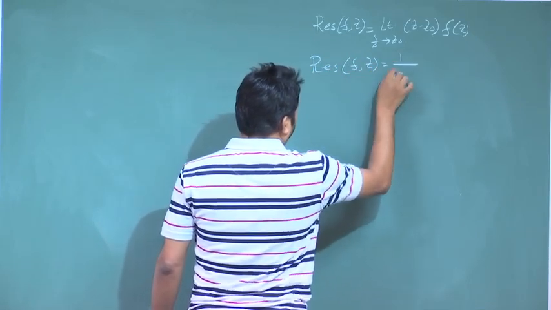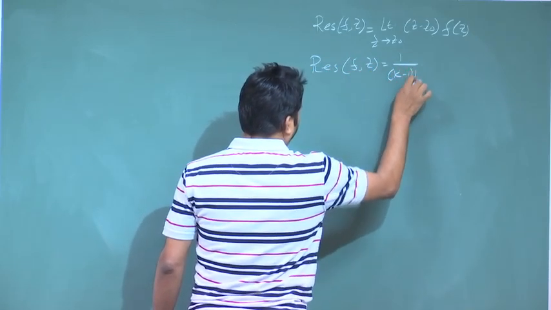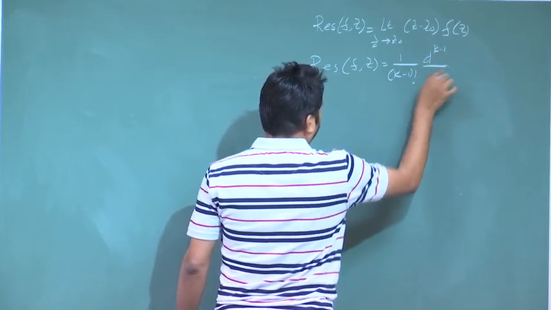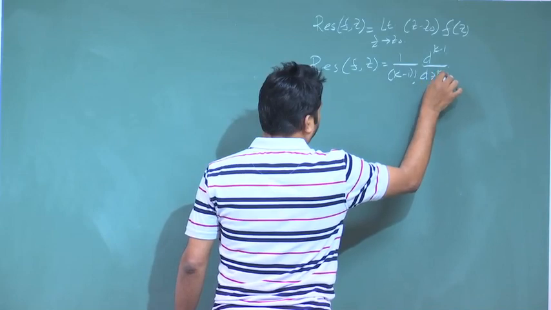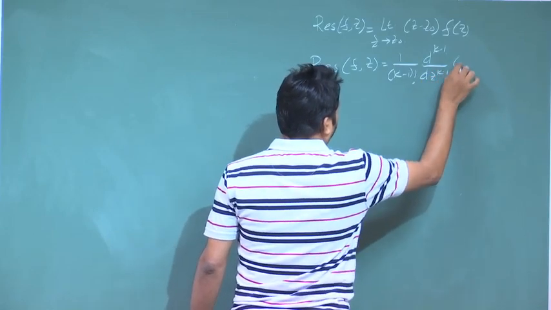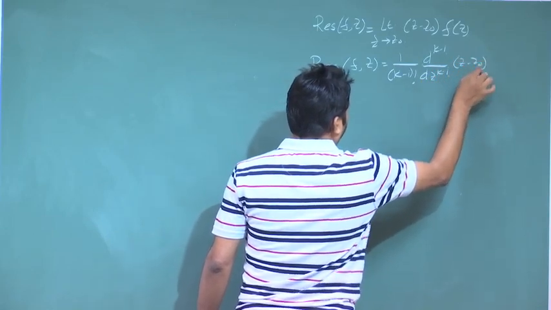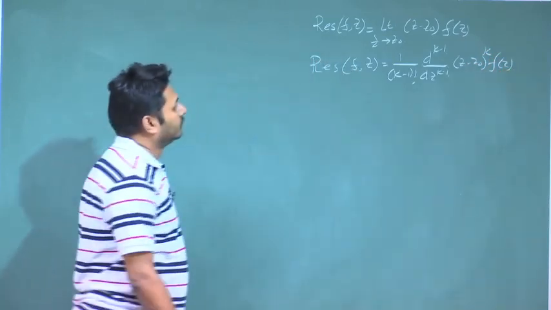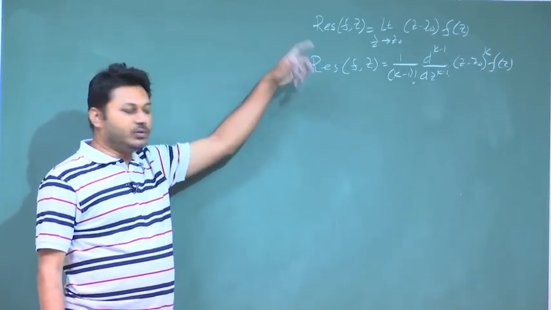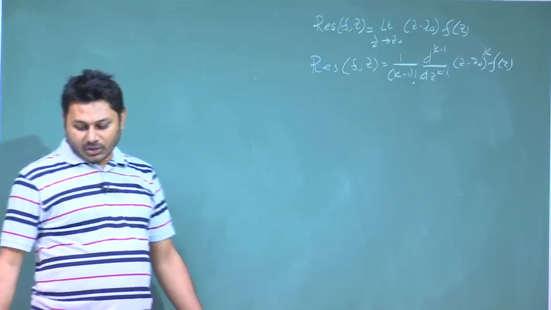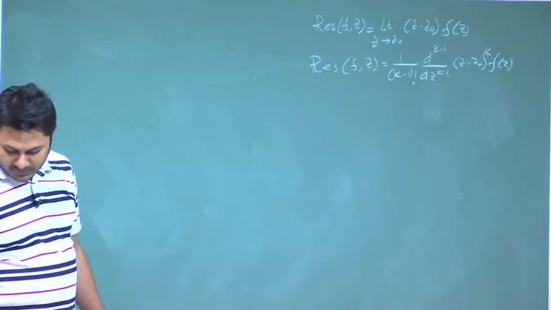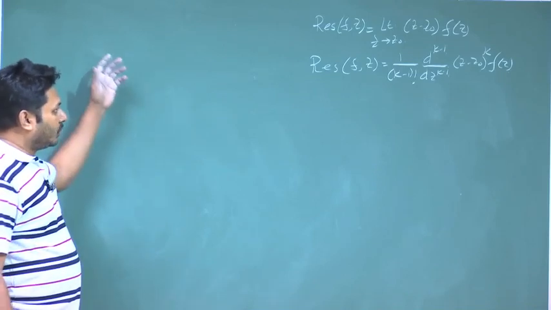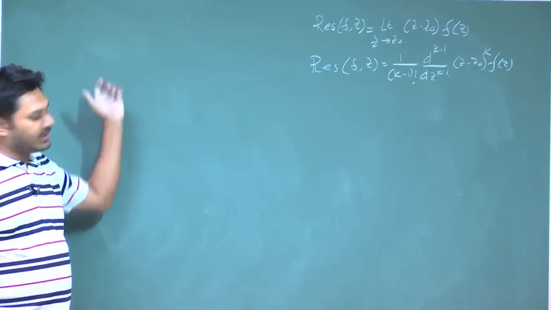Residue of f(z) is 1 divided by (k minus 1) factorial, d^(k-1)/dz^(k-1) of (z minus z0)^k f(z). This is my recipe 2. Two recipes in my hand, so I am going to use them to find the residue. Now directly go to the problem. Let us start with a few simple problems, and then we will try to understand how these things are working.